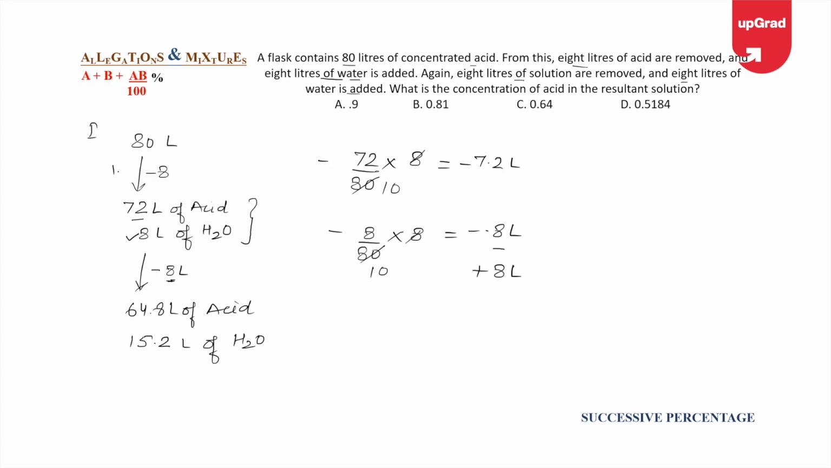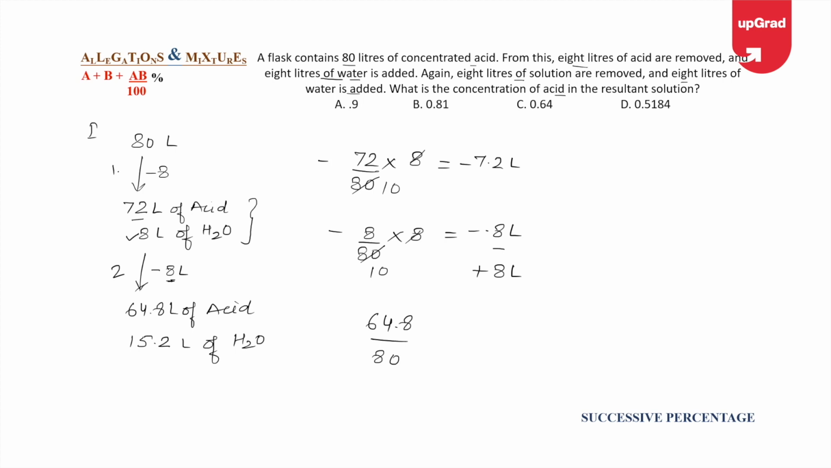That is through the replacement process. And now the question is, after these two operations, because this is the second thing that we have done, what is the concentration of acid in the resultant solution? Now, the concentration of acid in the resultant solution would be calculated by the amount of acid left divided by the total quantity of the mixture in the container.